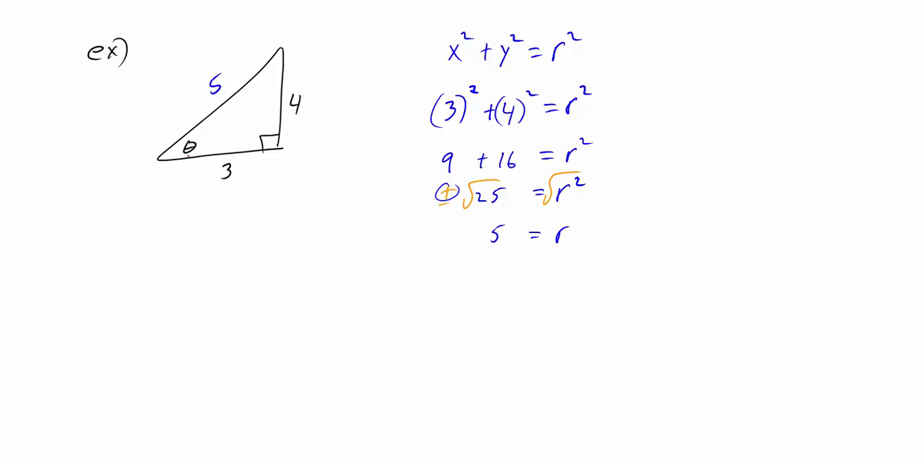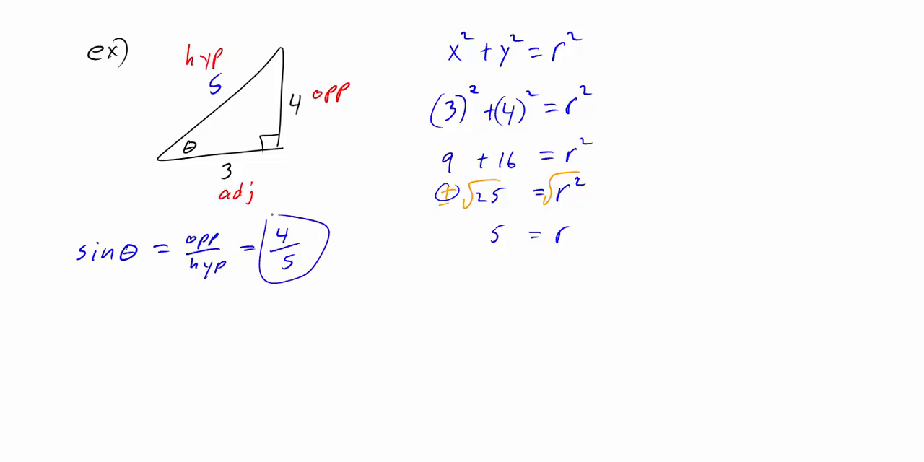I want to label our sides, even though we mentioned it. For theta here, the opposite side would be the 4, the 3 is representing the adjacent, and the 5 is representing the hypotenuse. Therefore, if we want to find the sine of this particular angle, and notice we don't even know what the angle is, we know that the sine function is the opposite over hypotenuse. The opposite is 4, and the hypotenuse is 5. So sine of theta is equal to 4 over 5.